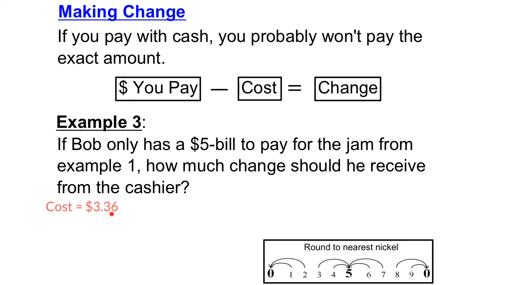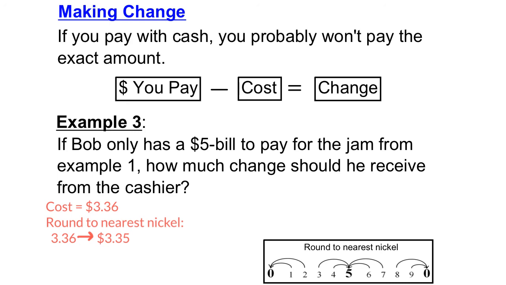So this cost here, $3.36, we have to round it to the nearest nickel. So we can't have cent values that end in numbers other than 0 or 5. Okay, so it ends with a 6. That's down here. That'll round down to the nearest 5. So our cost of $3.36 rounds down to $3.35 when we're rounding to the nearest nickel.